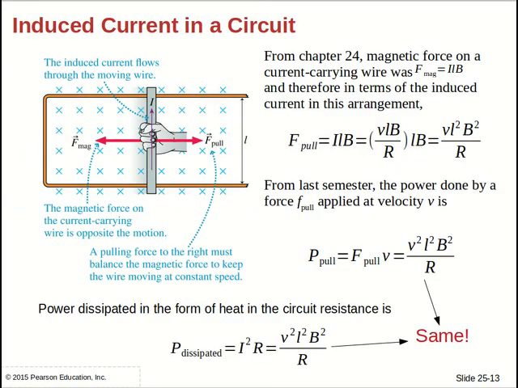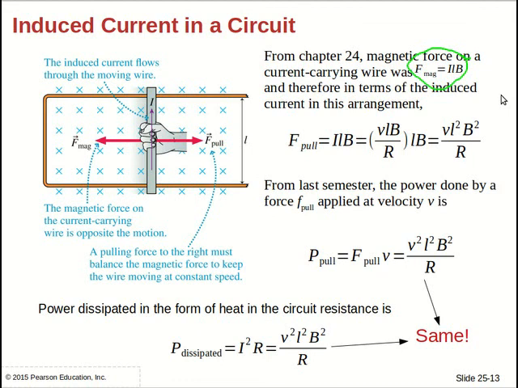Okay, so let's see if we can learn a little bit more about the force required to move this bar. From chapter 24, we learned that when you have a piece of wire carrying a current I, and it's immersed in a magnetic field, the force on that piece of wire is ILB. I, the current it carries, L, the length, and B, the strength of the magnetic field. This is when it's carrying current perpendicular to the magnetic field lines. So that's the force that is exerted on any current-carrying wire.